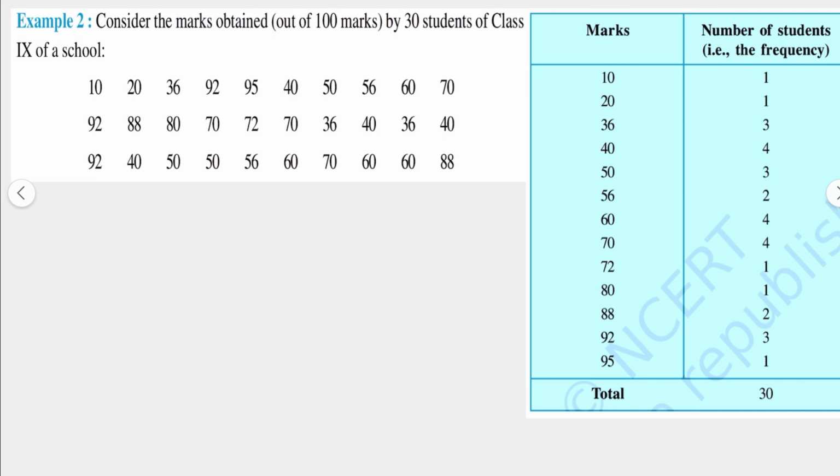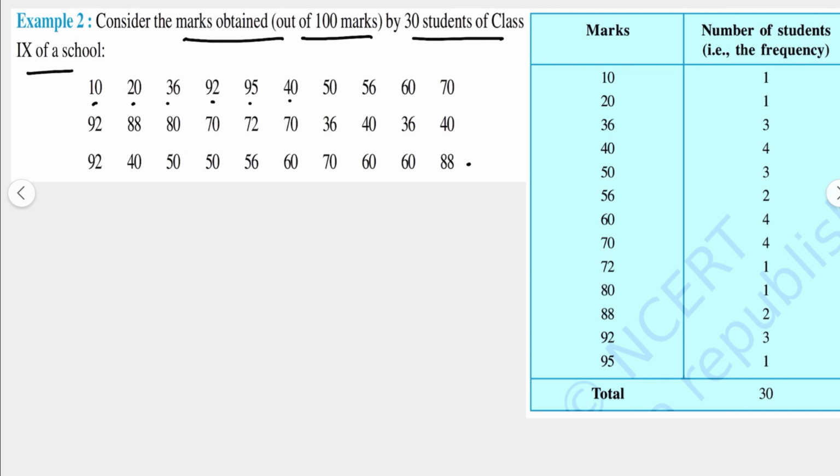Next, see example number 2 from your textbook. It says: consider the marks obtained out of 100 by 30 students of class 9. The marks of the 30 students, out of 100, are given below. One student got 10, then 20, 36, 92, 95, 40 and so on.